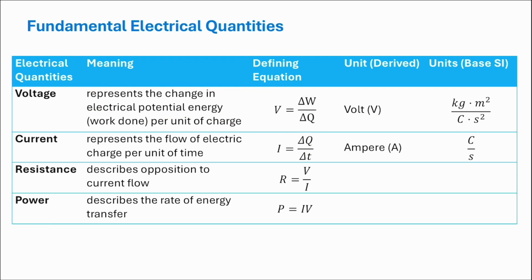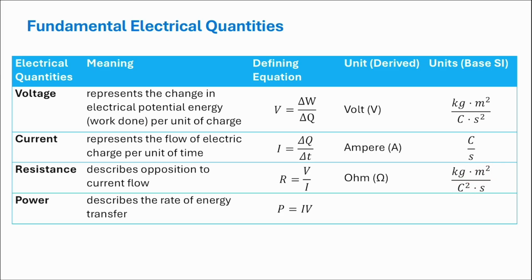Resistance describes the opposition to current flow. So the defining equation is R equal to V over I. And this is Ohm's law, of course. The unit for resistance is ohm, and the symbol is omega. If we look at the unit and try to reduce it back to the base SI unit, we'll find the ohm is actually kilogram times meter square over coulomb square times second.